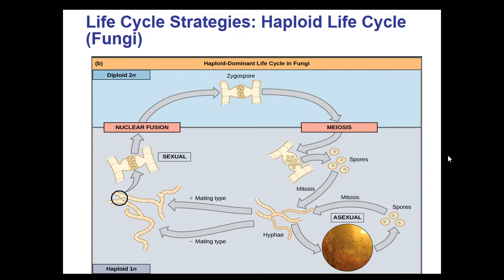In fungi, they don't call them male and female. They call them positive mating type and negative mating type. But it means kind of the same thing, except they don't call them male and female because they don't have X and Y chromosomes like animal cells and plant cells do.